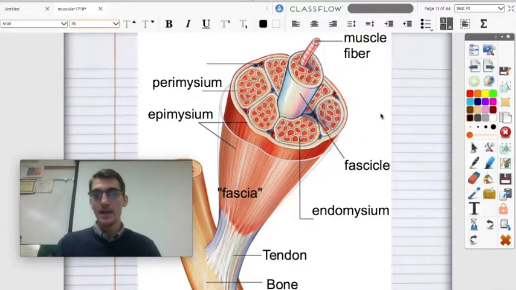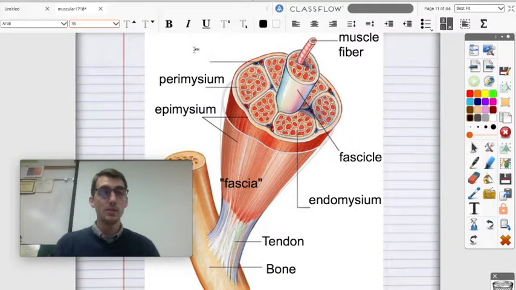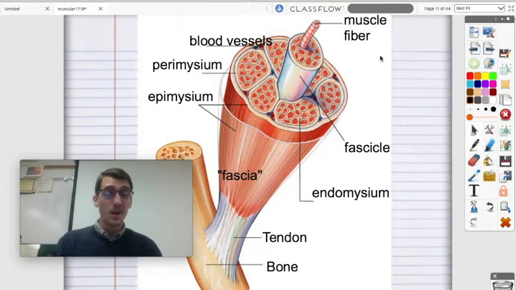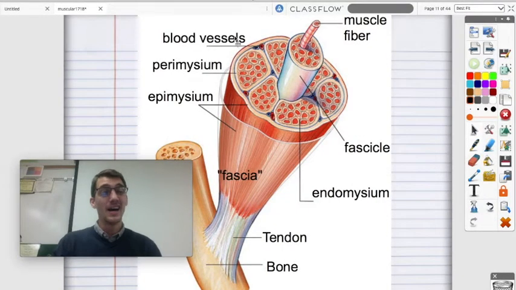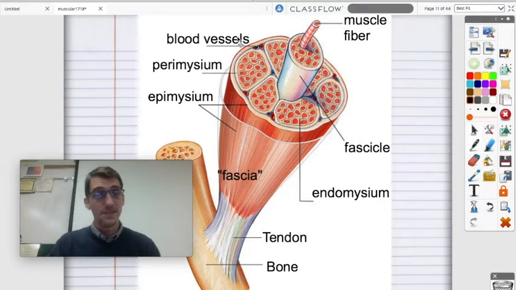All right, and then finally, this structure over here that we're pointing to, we're going to find on a lot of our diagrams. These are blood vessels. Just so you know, muscle cells need lots and lots of oxygen. They're ATP hogs. About 40% of your ATP is used by your muscular system. They need a lot of energy, and thus they need a lot of oxygen, so they need to be very well vascularized. So this is the anatomy of a particular muscle, one single organ.